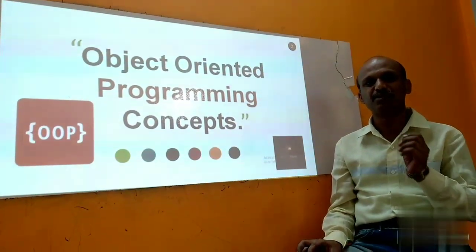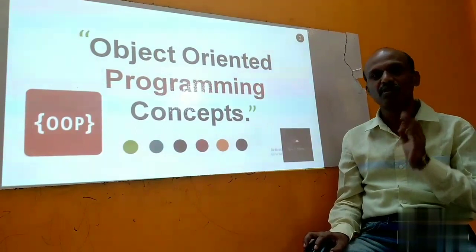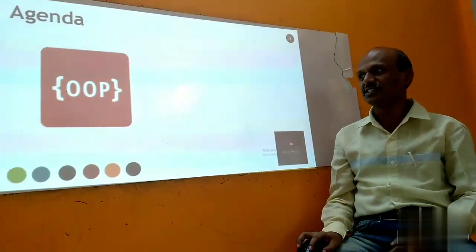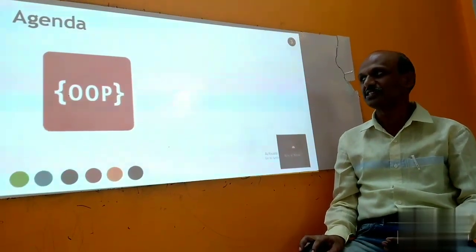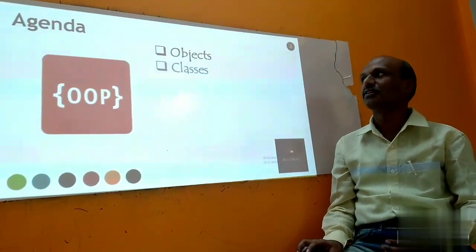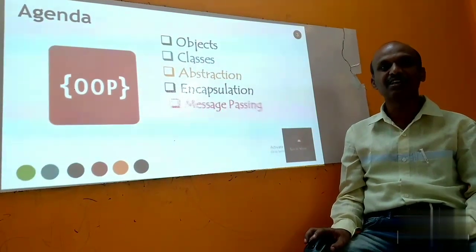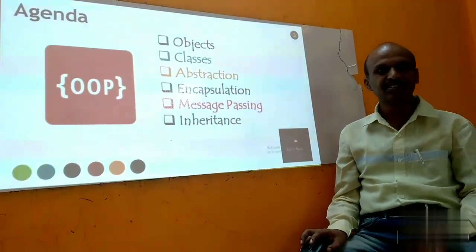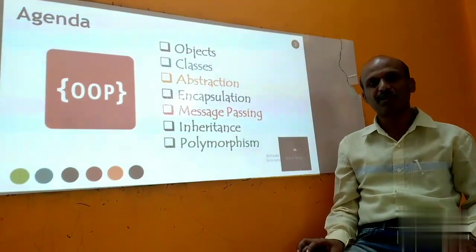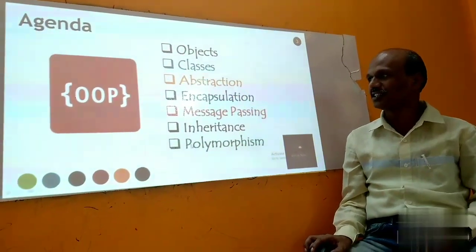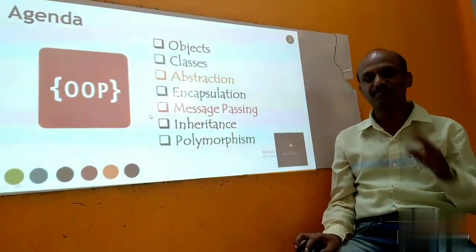What are the main object oriented concepts in object oriented programming, or what are the basic building blocks of object oriented programming? In this session on object oriented concepts, we are going to see objects, classes, what do you mean by abstraction, what do you mean by encapsulation, message passing, inheritance, and last but not the least, we conclude with polymorphism. What do you mean by polymorphism? And we are going to see all these concepts with some examples in general life as well as in programming.